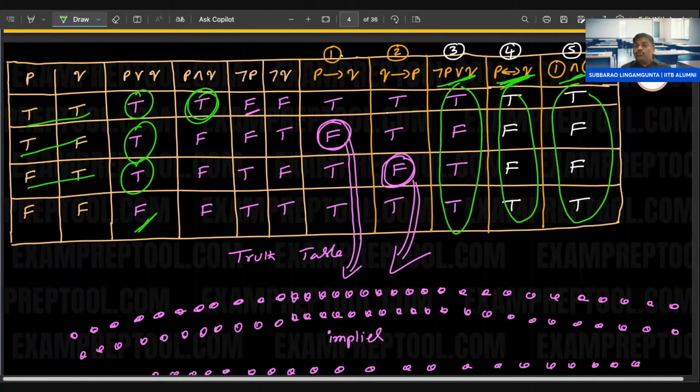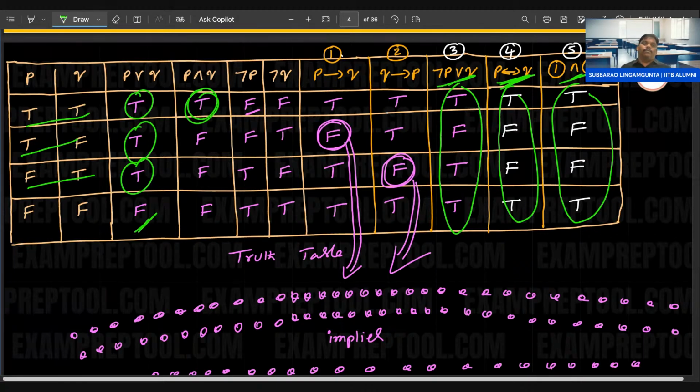Suppose 1 and 2 are not equal, say the truth tables are not equal. Check. 1 and 2 are not equal, but 1 and 3 are. And see the fourth one and the fifth one. What is the fifth one? It is 1 and 2 with an AND operation. So remember, P implies Q and Q implies P. If you do that, you get the fifth one. The fourth one and fifth one are equal.